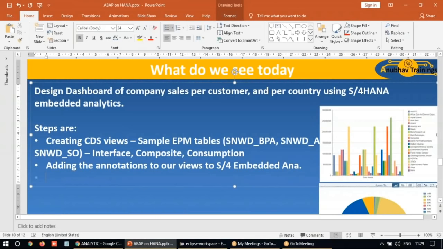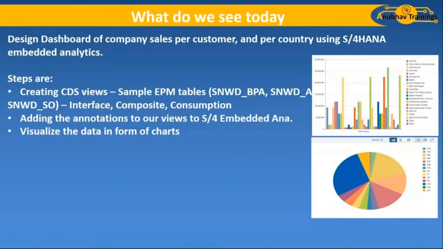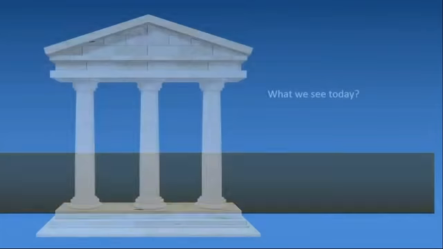And then finally, in the last phase, we will just visualize the data in form of charts in the S4 Embedded Analytics app. So these are all the 3 easy steps. So let's also look at the weightage of each of these steps. How much will be the weightage of each one of them?